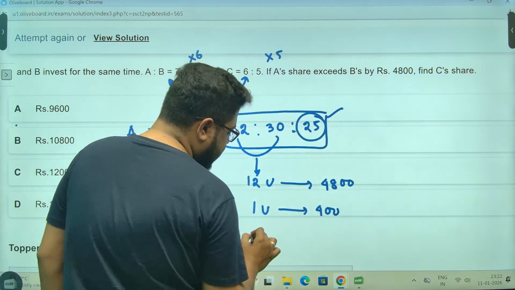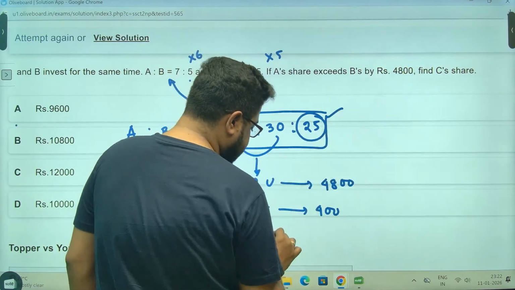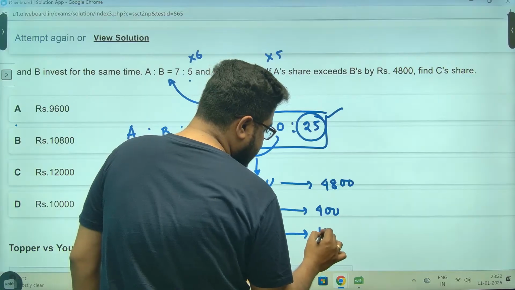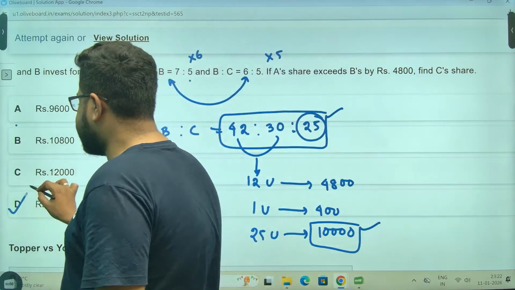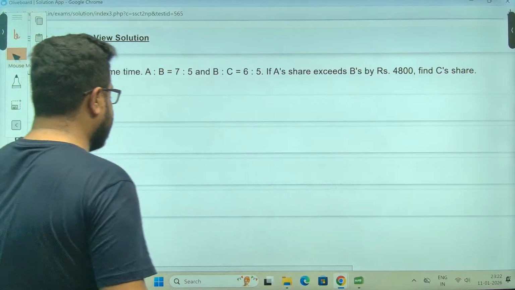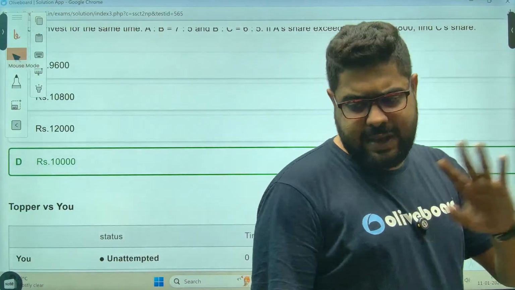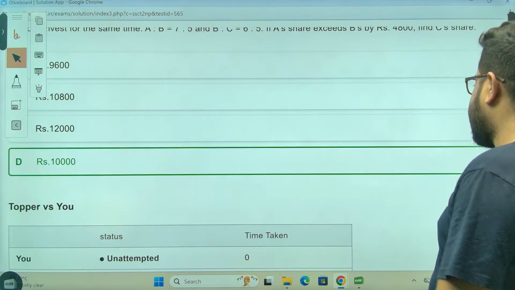So 25 units, C's share they are asking. That will be, sir, 10,000 rupees. 25 fours are this. Option D is the answer. Option number D is the correct answer. Again, very simple. Perfect. Moving on.